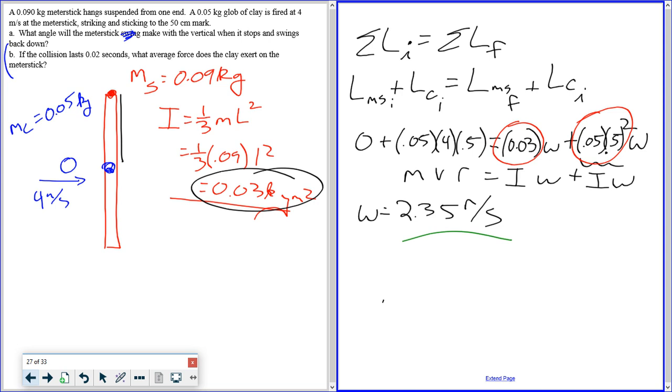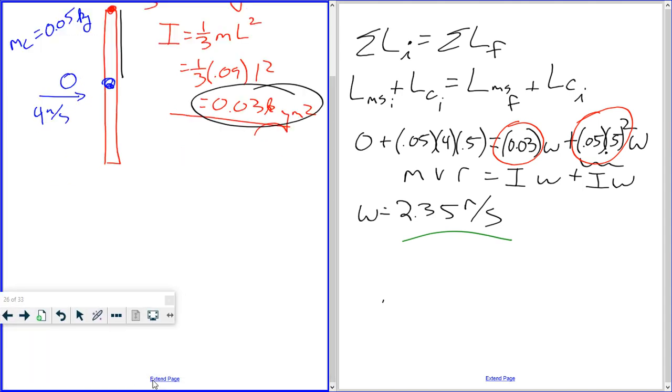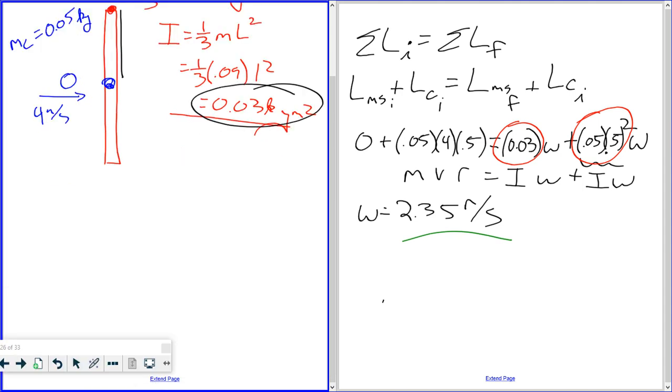Question B says, if the collision lasts 0.02 seconds, then what average force does the clay exert on the meter stick? So, here we go. Come on, computer. Oh, I know, here we go. There we go, okay.